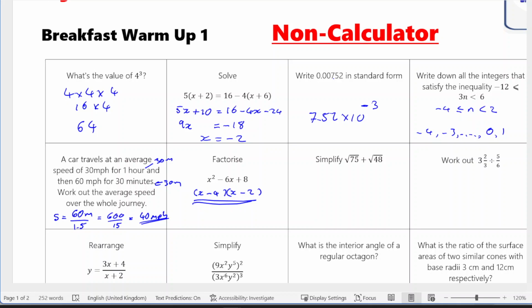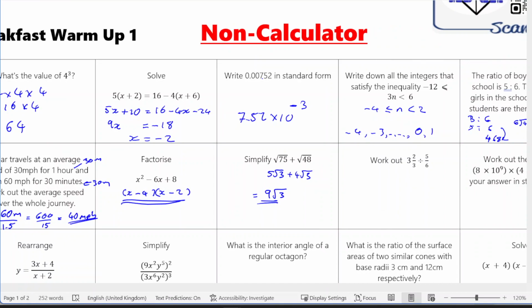Okay, simplify. So we've got a little bit of simplifying surds and then arithmetic with surds. So 75 is 25 times 3, so that's going to be 5 root 3. And then 48 is 16 times 3, so that's going to be 4 root 3. And then it's like 5x plus 4x would give us 9x, so 5 root 3 plus 4 root 3 would be 9 root 3.